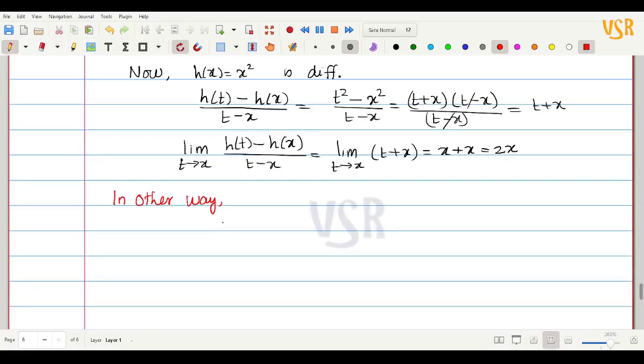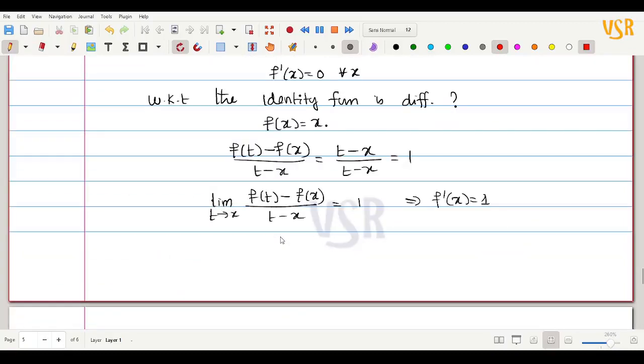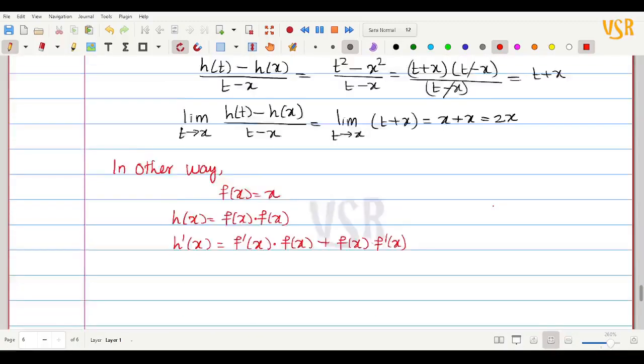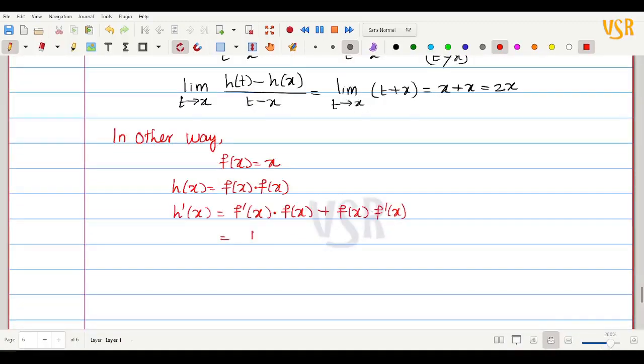We know f of x is equal to x. Then this h of x is equal to f of x into f of x, we can write. So we know that h dash at x is equal to f dash at x into f of x plus f of x into f dash at x. Correct? If f is the identity, f of x equal to x, then f dash equals 1. So this is 1 into x plus x into 1, so that is equal to x plus x, that is equal to 2x.